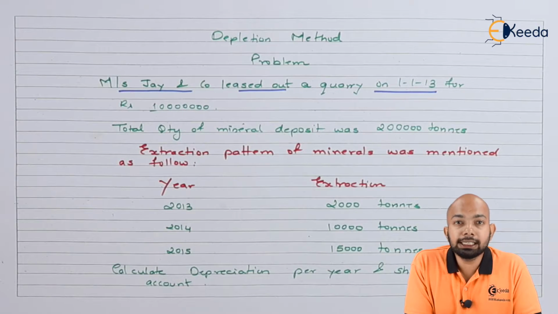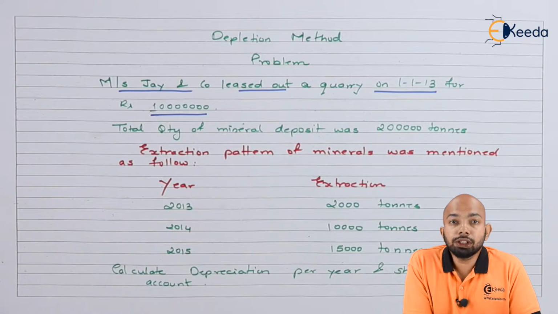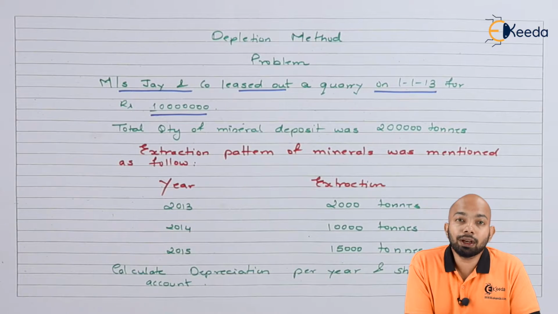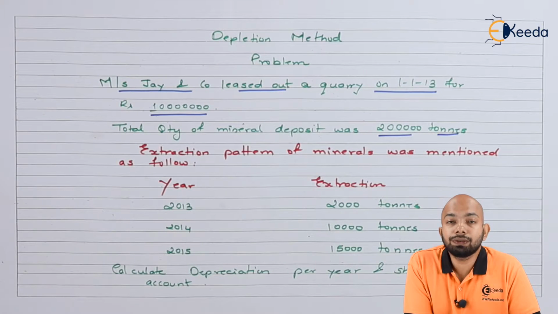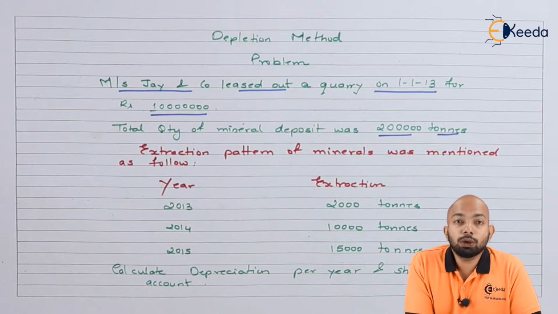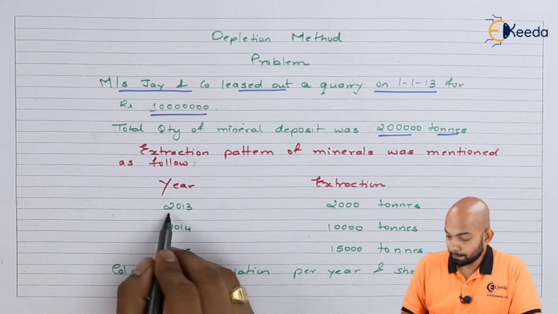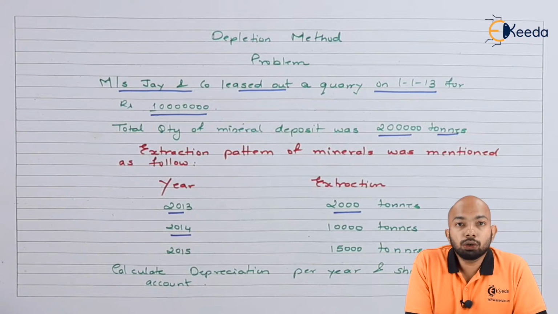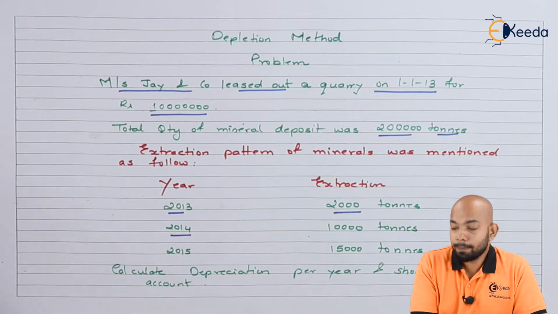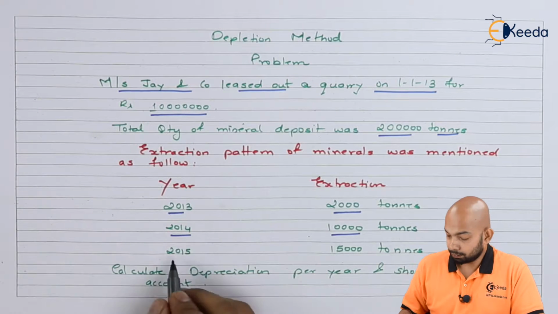Messrs. Jay and Company leased out a quarry on 1st of January 2013 for 1 crore rupees. The total quantity of mineral deposit in this quarry was around 2 lakh tons. The extraction pattern of these minerals in tons was as follows: in 2013 it was 2,000 tons, in 2014 it was 10,000 tons, and in 2015 it was 15,000 tons.